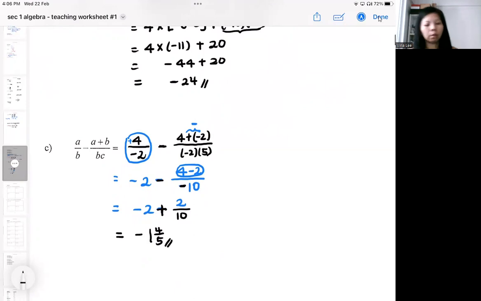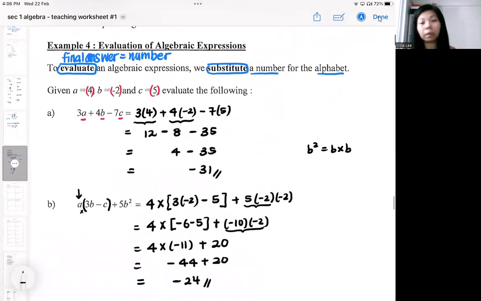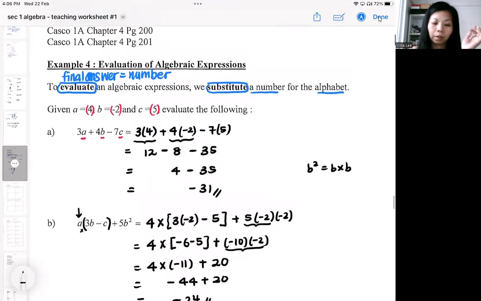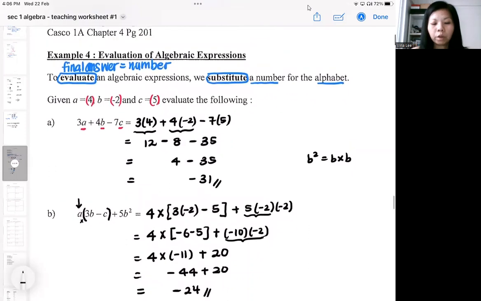I will say this part of algebra looks like your chapter 2 because you're going to put certain numbers inside. That's why certain parts of your chapter 2 are actually necessary here. So that is called the evaluation of an algebraic expression. If you evaluate an expression, at the end of it, the whole expression is reduced to a certain number.